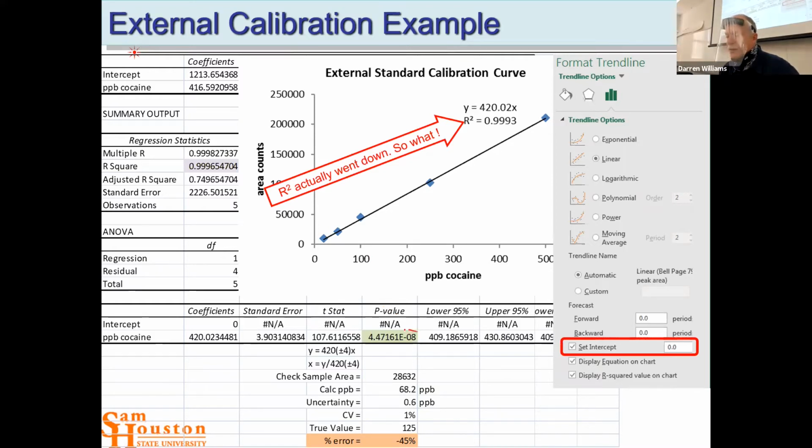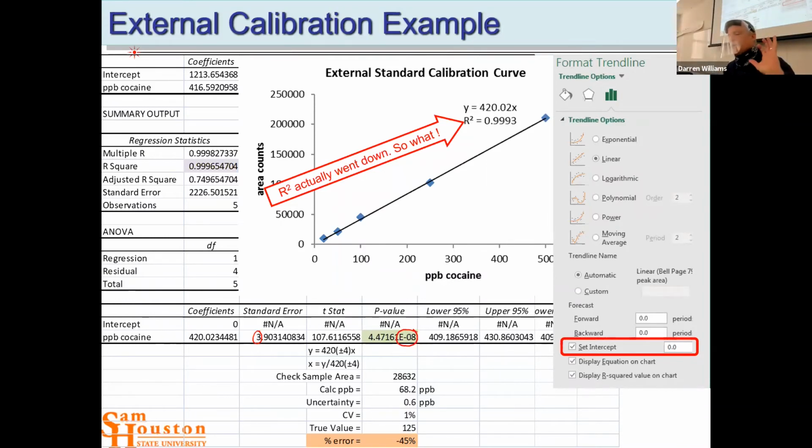So the p-value for our slope went down. We've gotten a better statistical confidence in our slope, and it was 416 plus or minus 6, and now it's 420 plus or minus 4. So our uncertainty improved. That's fantastic.